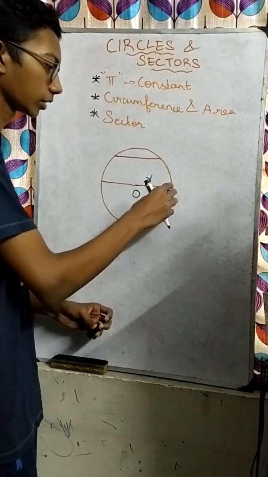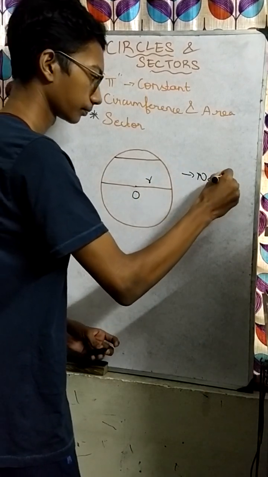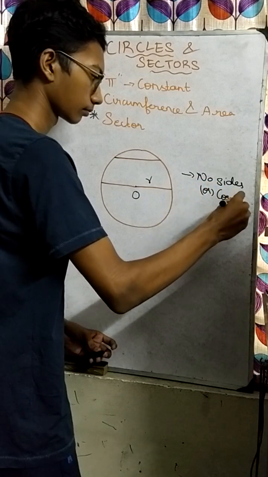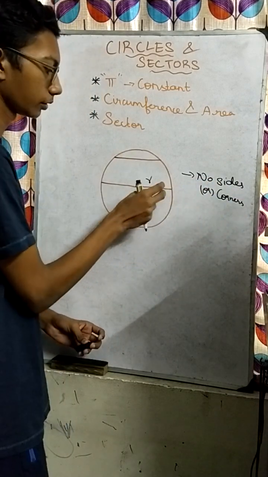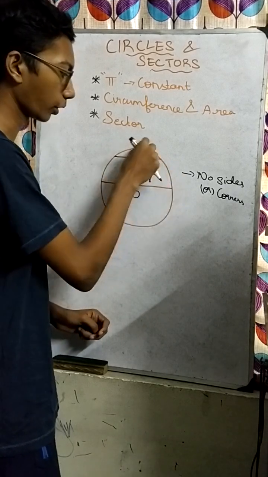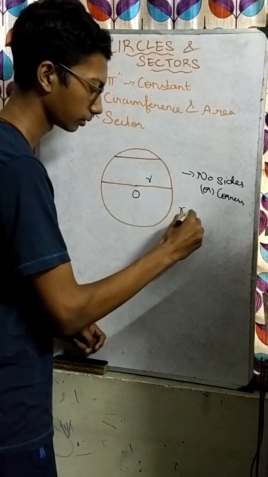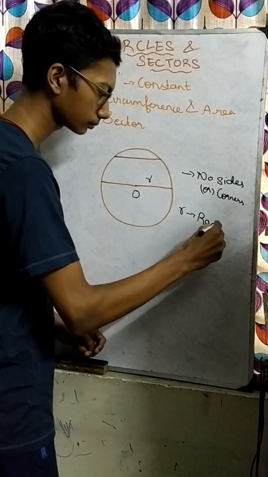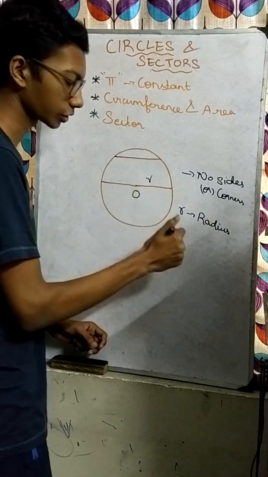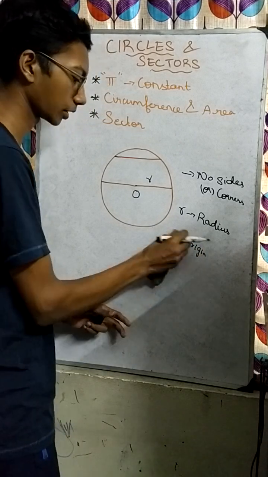So, a circle is something that has no sides or no corners. It should be equal in all the region, that is from the center to all the points around the circle, it has to be the same, that is the radius r. The center point is usually denoted with O, that is for origin. So that is how we will denote a circle.